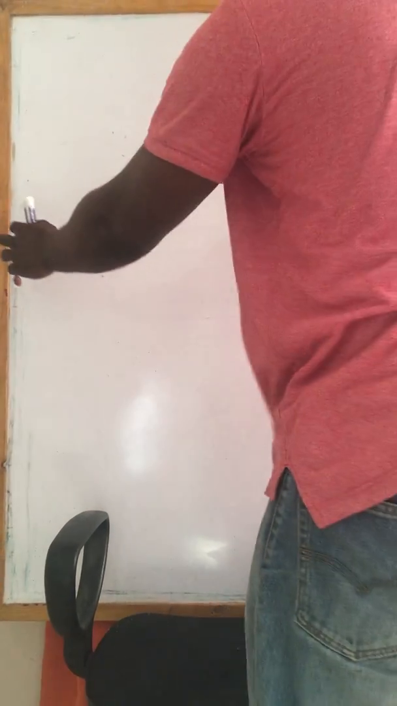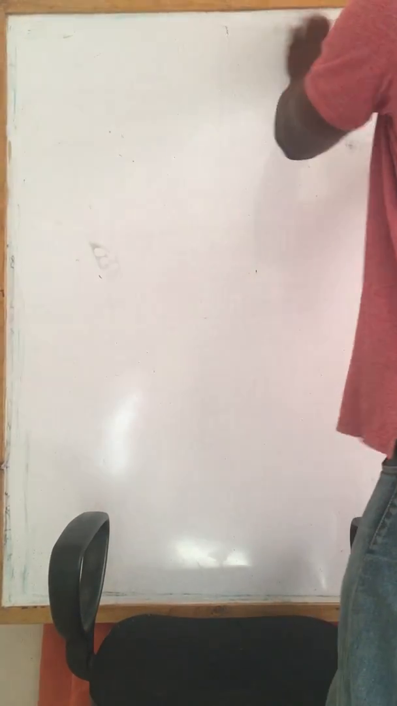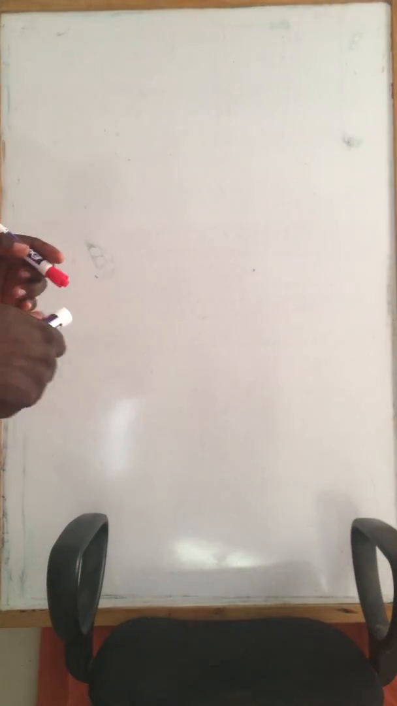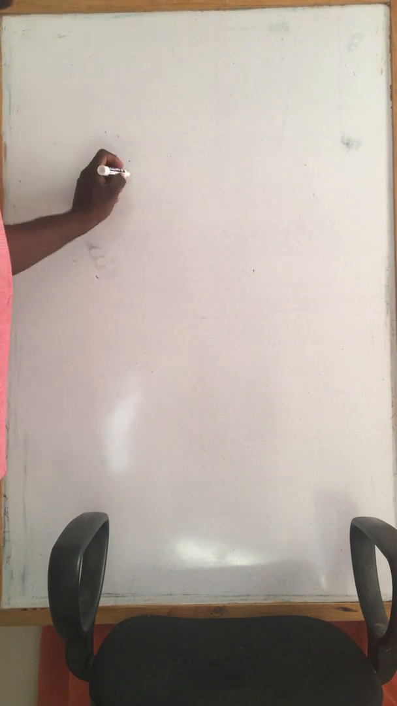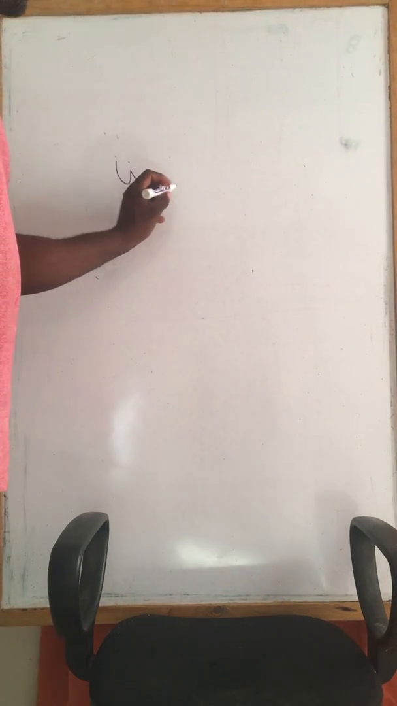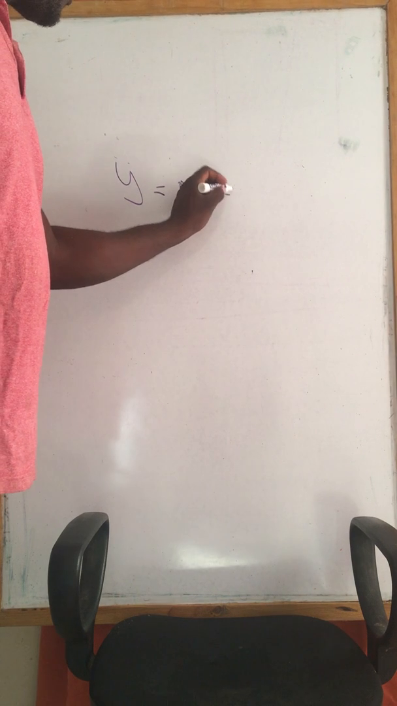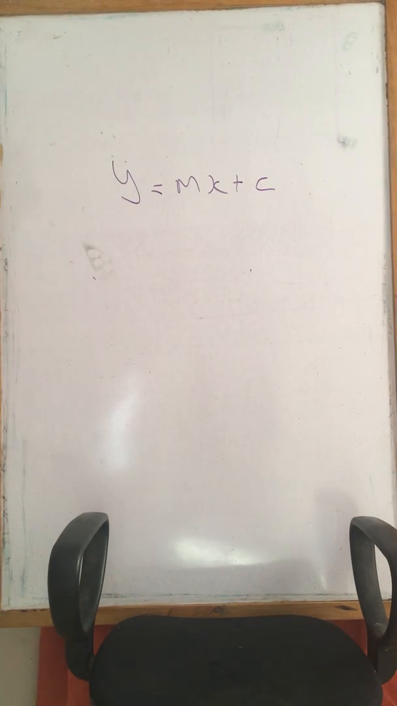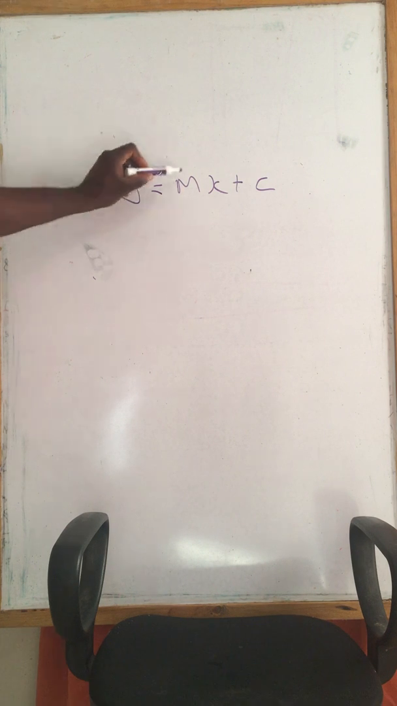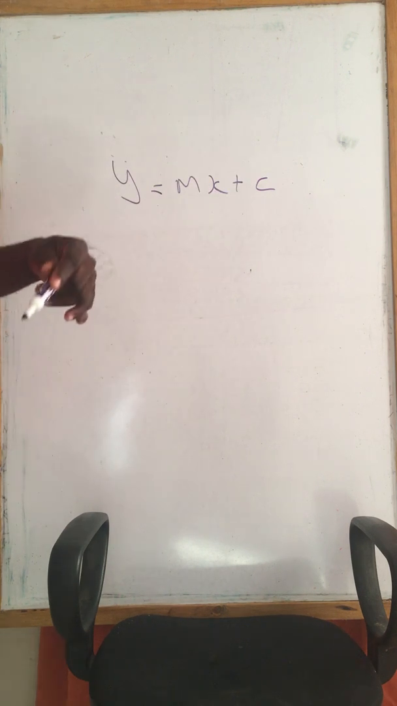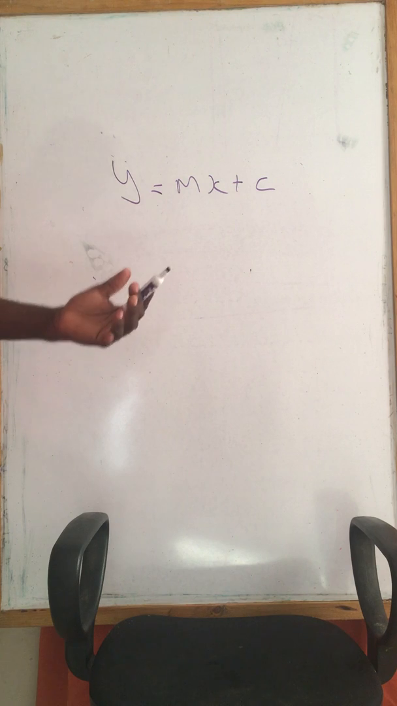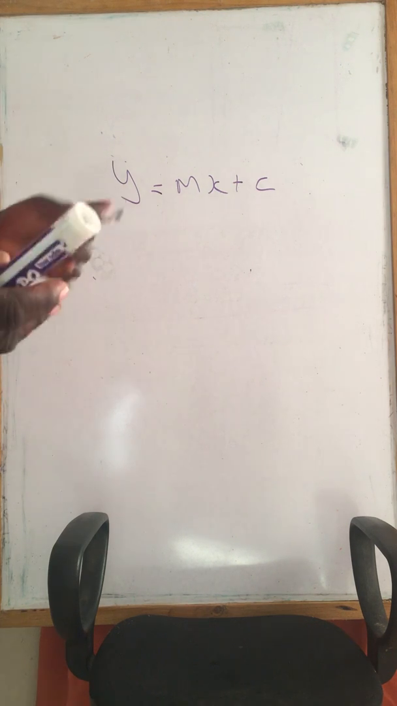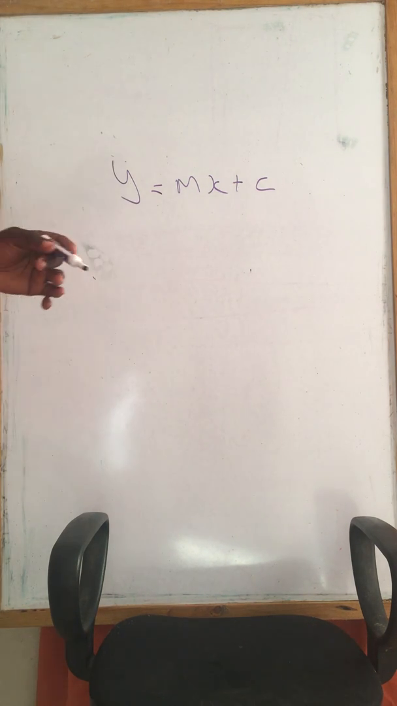Now, we all know that the general equation of a straight line graph is y is equal to mx plus c, right? And each of these components can either be a constant or a variable. And let us look at that in a little bit of detail.